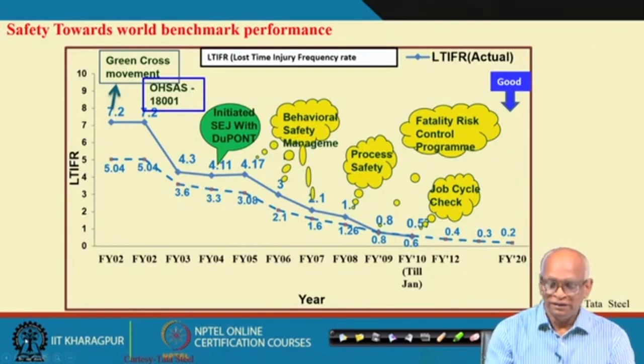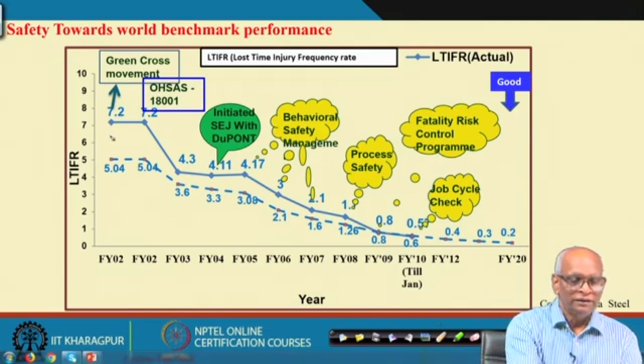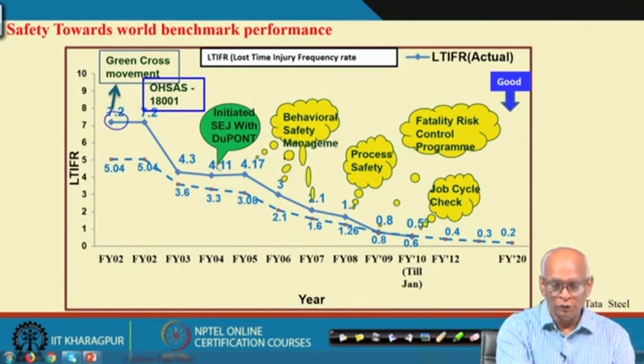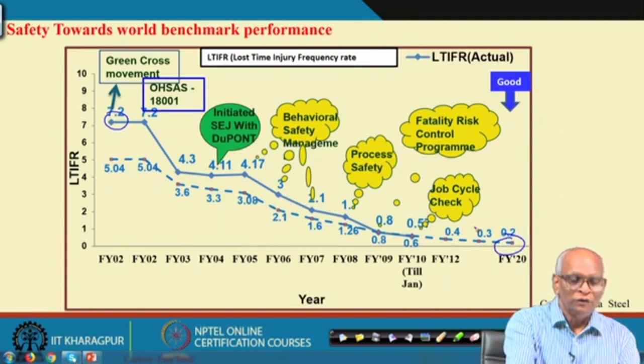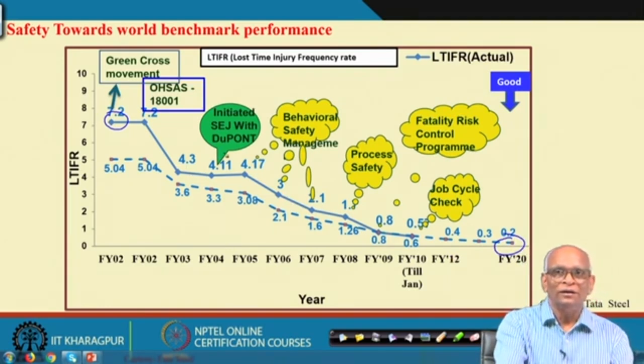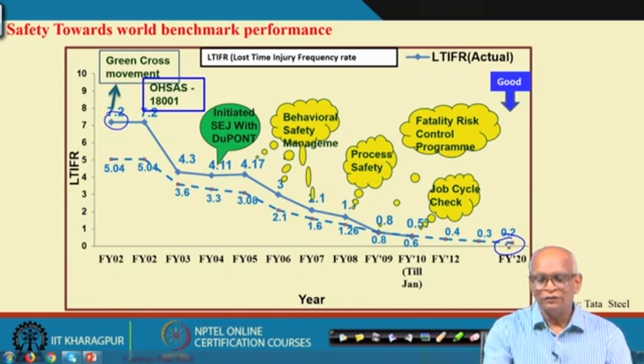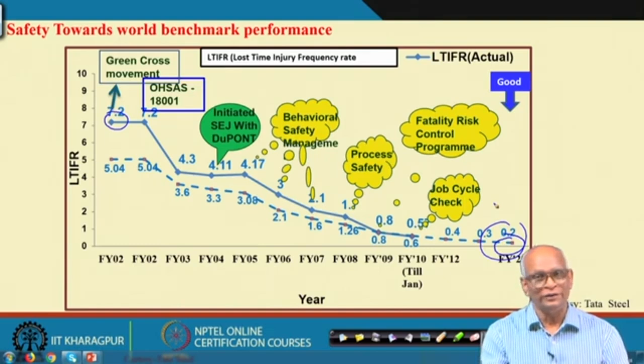By doing this, their LTIFR, which was at a high level, slowly, by implementing one by one, has come to a very low level. There is a lot of improvement. So when you implement the whole occupational health safety management system slowly, it will take maturity, and afterwards it will come to a very, very low level. This organization has achieved this.